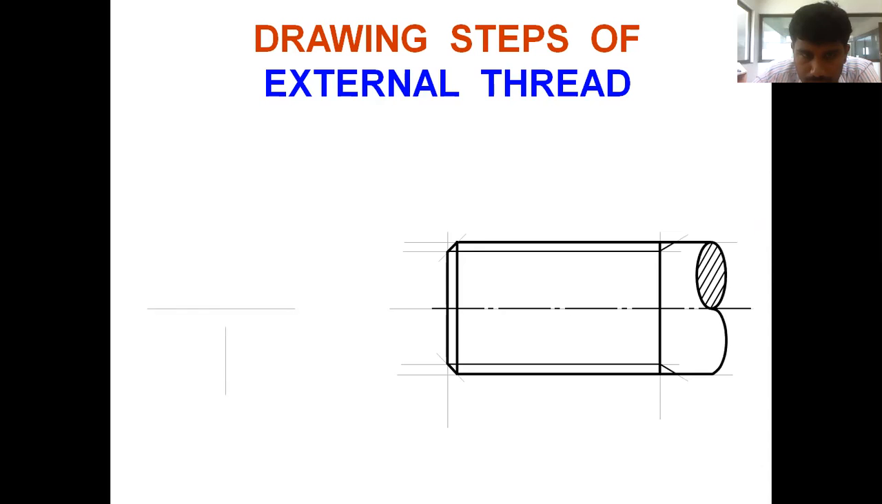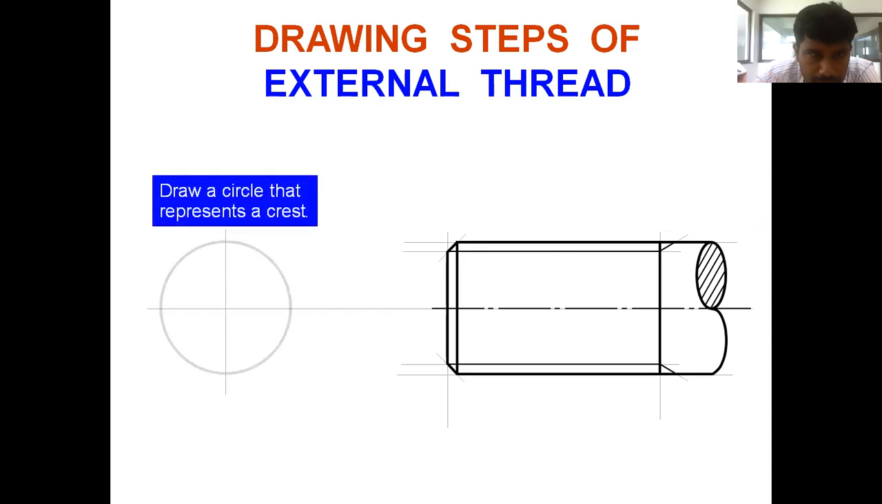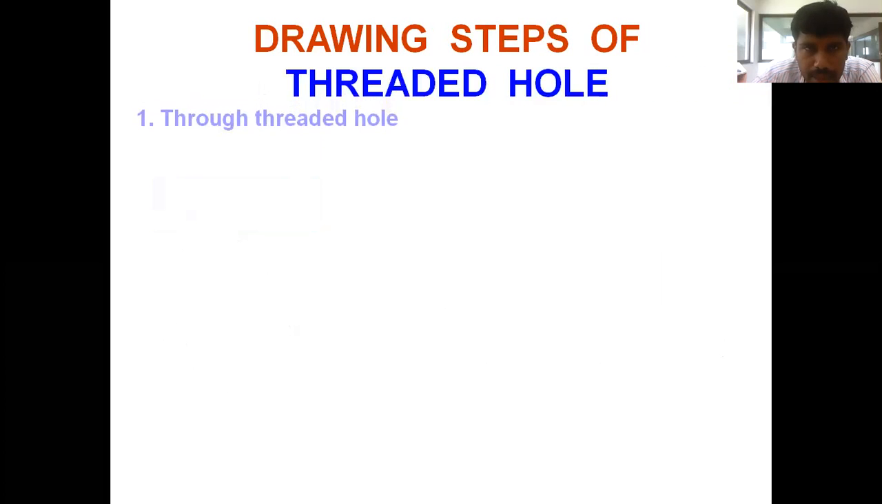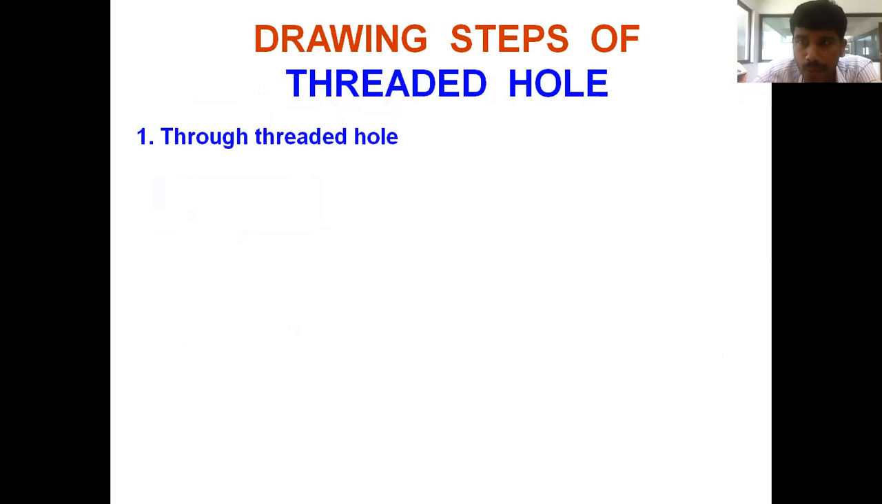In the side view, how to represent it? Draw a circle that represents the crest, and draw an arc that represents the root. A 3/4 arc will represent the root. Next, we'll see the drawing steps of threaded holes.